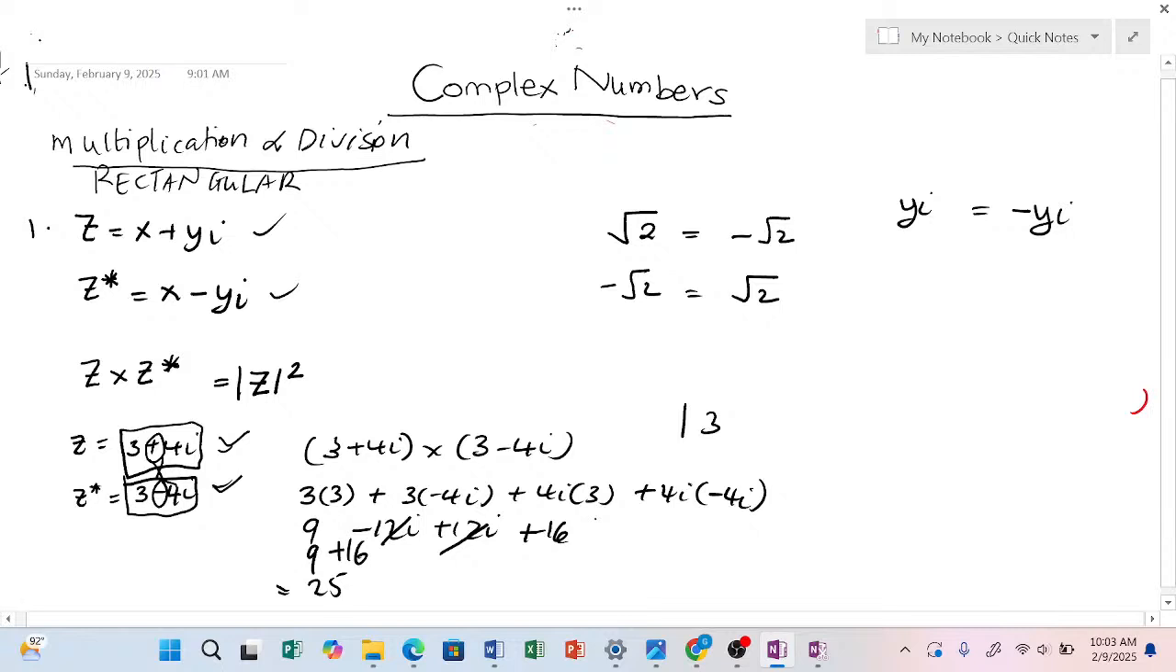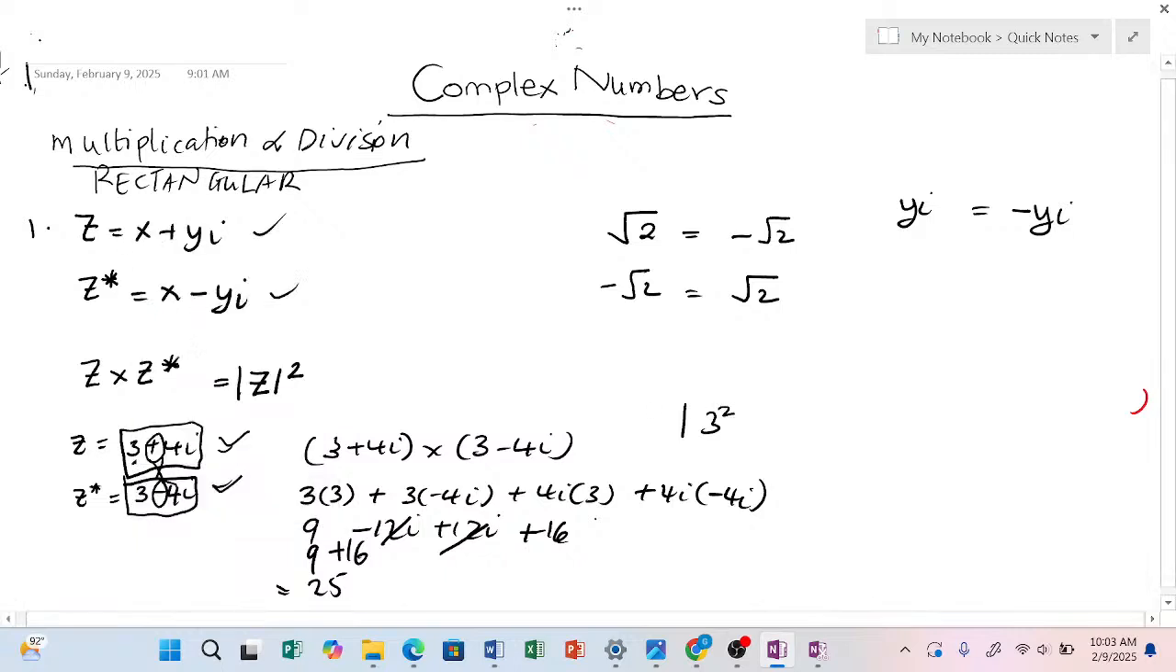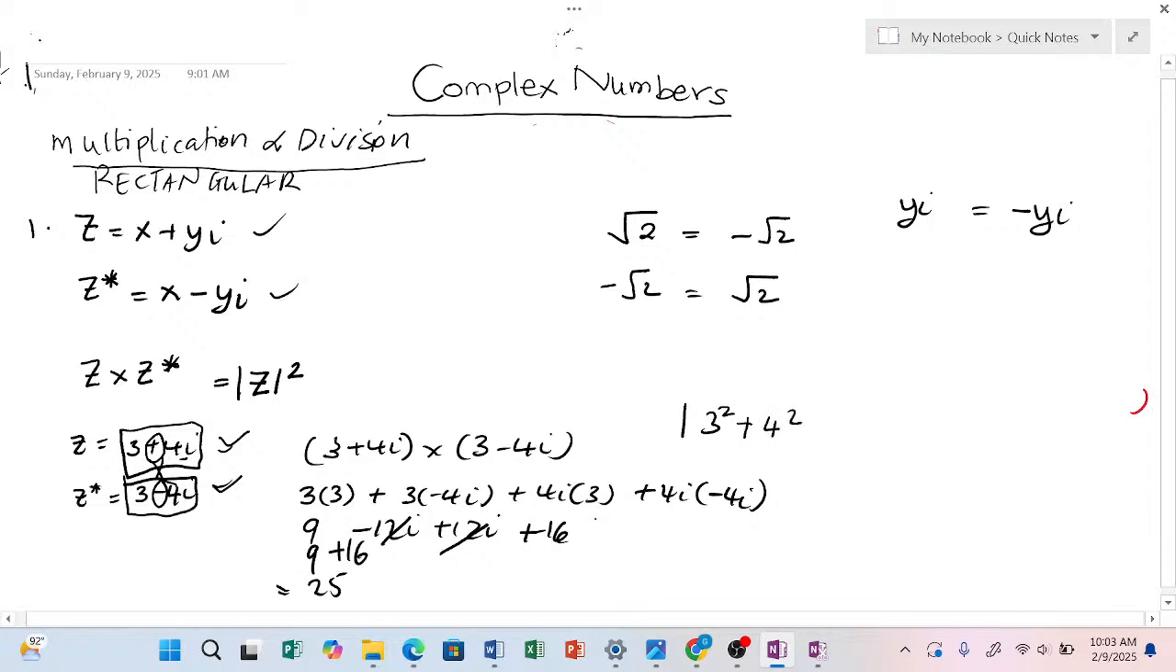And if they are multiplied, I just take the real part, square it, plus the imaginary part, I take just the number, then that one too, I square it, right? And that is going to give me what? 9 plus what? 16. And that is what? 25. So anytime we are asked to find the product of a complex number and its conjugate, you just take the individual numbers, square them, and sum them.